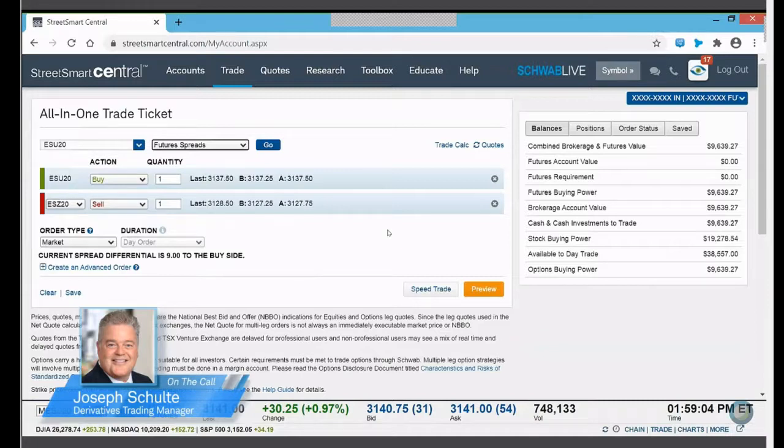We talked about rolling earlier with regard to physical delivery products, but people will roll their exposure in a cash settled product as well. And if you look down there underneath the duration order, you see current spread differential is 9 to the buy side. So it's always going to be quoted to the greater side here. We've got the September is currently trading about 9 points over the DEC. So if you were going to execute this spread, you would be a buyer of something around 8.75 or 9.